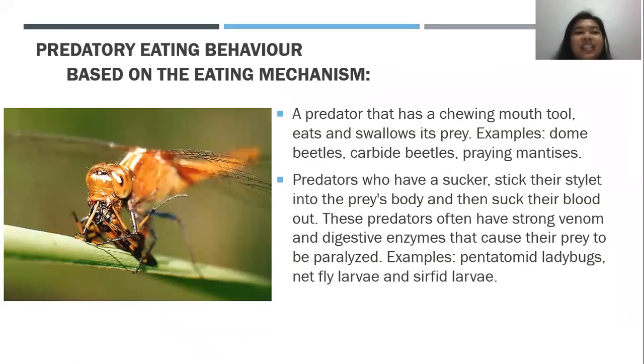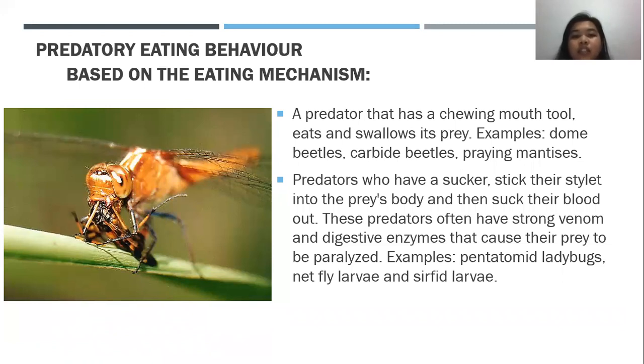The next one is predator eating behavior based on the eating mechanism. A predator that has chewing mouth tools eats and swallows its prey. For example, dung beetles, carpet beetles, praying mantis.